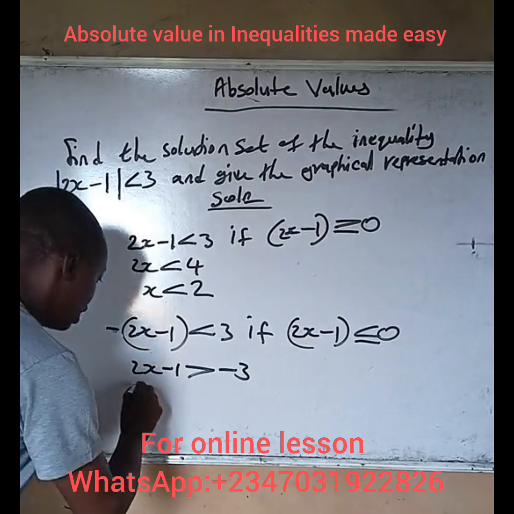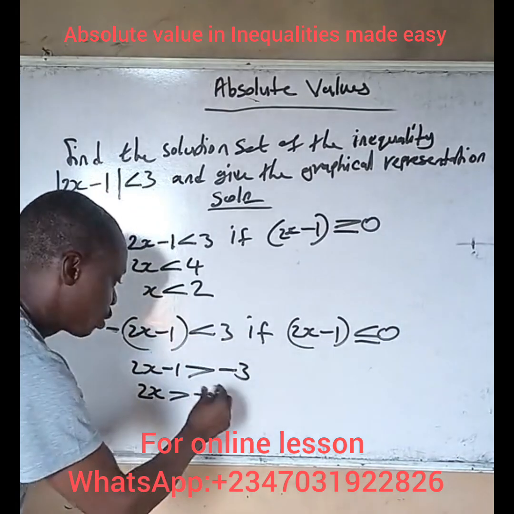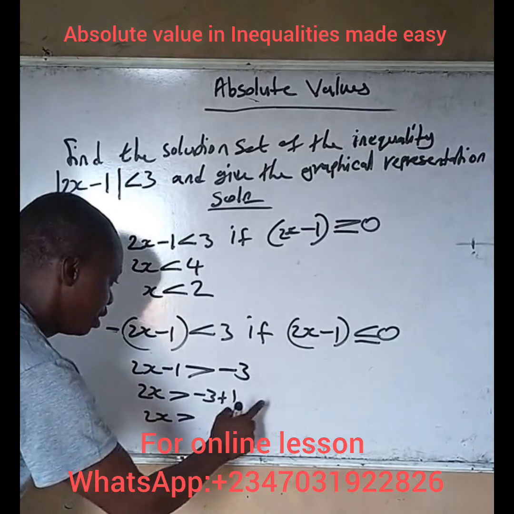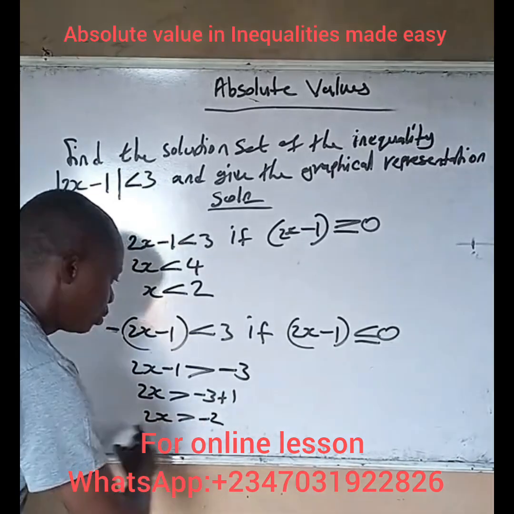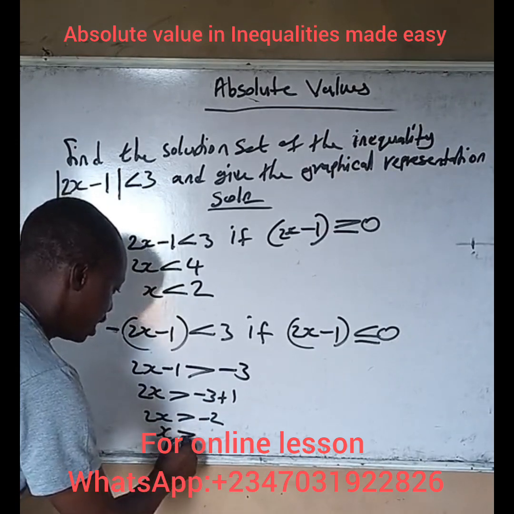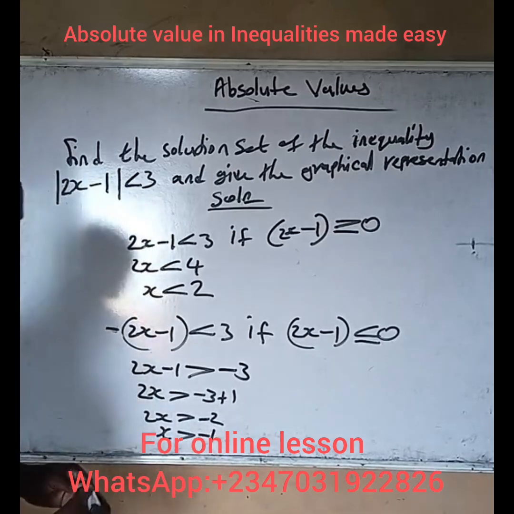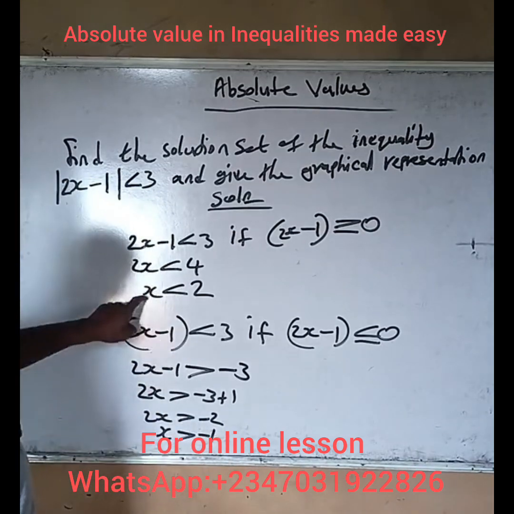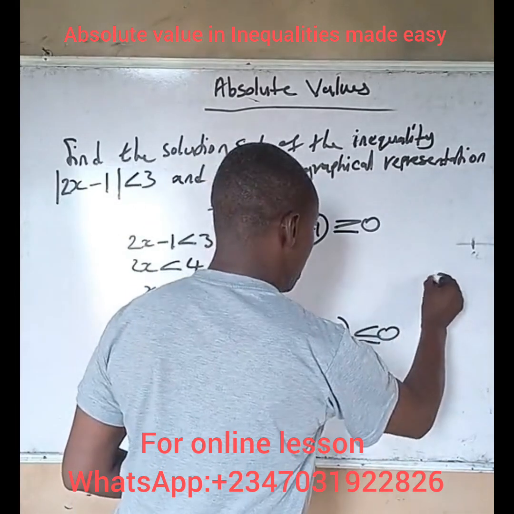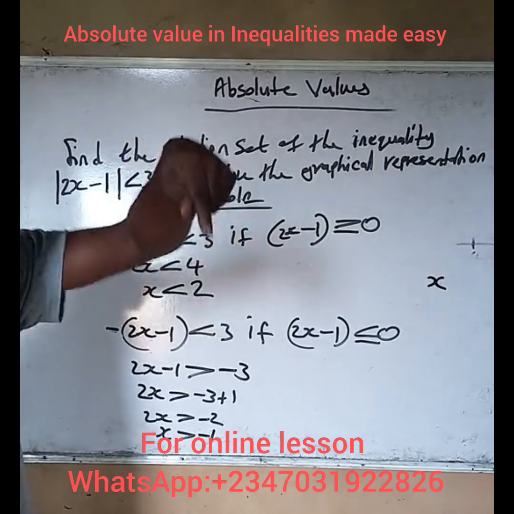Then again, you find your x. So you have 2x greater than minus 3. You carry minus 1, it becomes plus 1. So this will give us 2x will be greater than minus 3 plus 1, which is minus 2. When you divide both sides by 2, our x will be greater than minus 2 divided by 2, which will be minus 1. So now x is greater than minus 1 and x is less than 2. So you come and get your range for x, because a number can be greater than minus 1 and be less than 2. So we are going to use and.